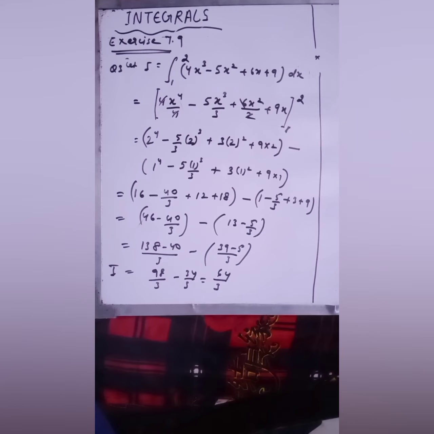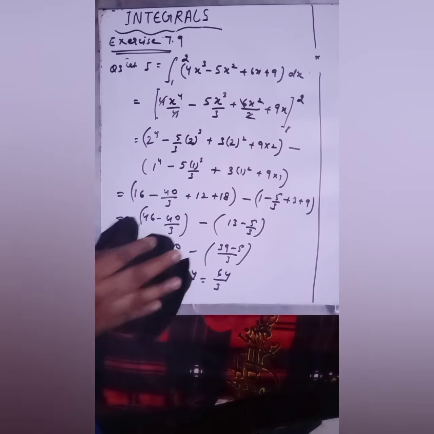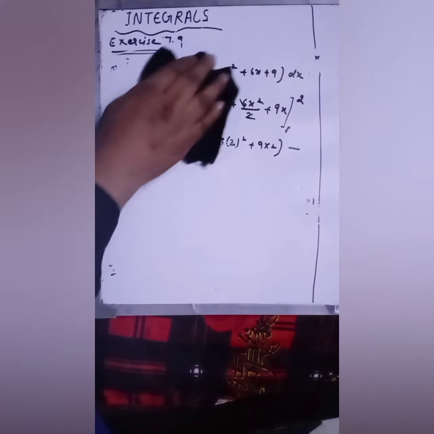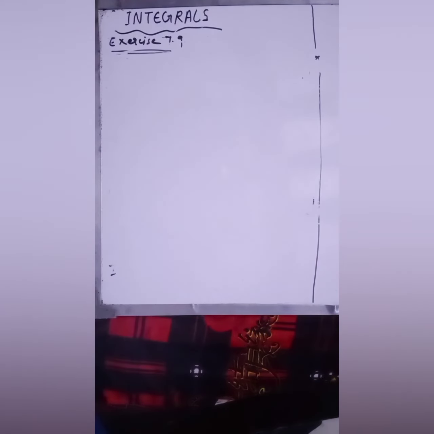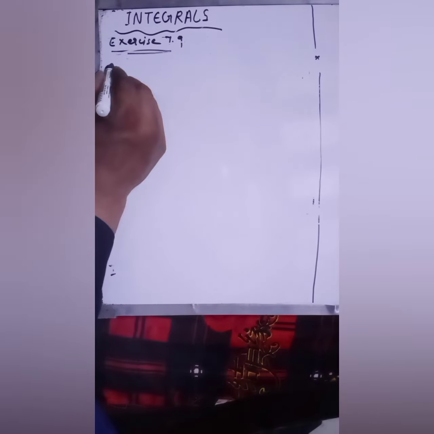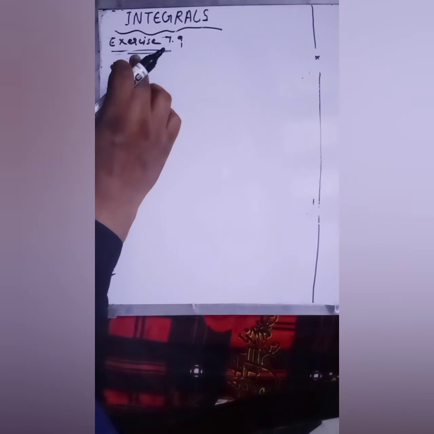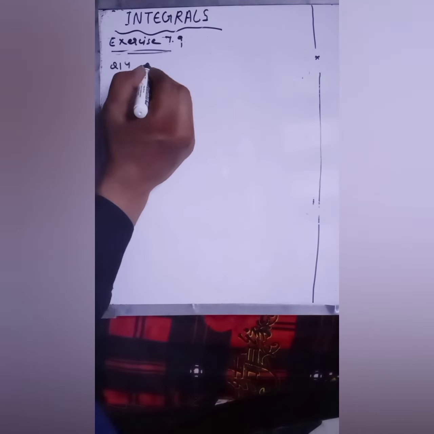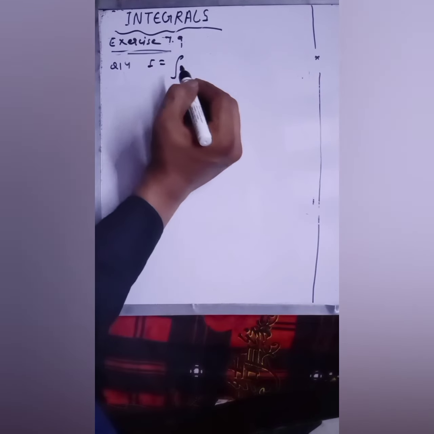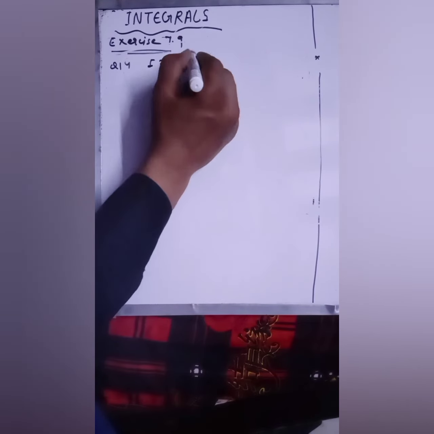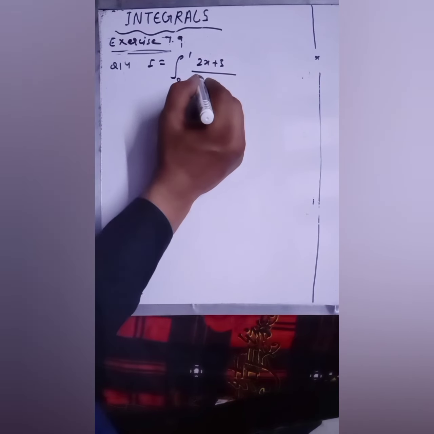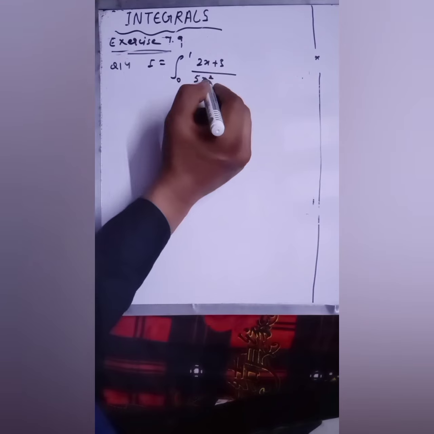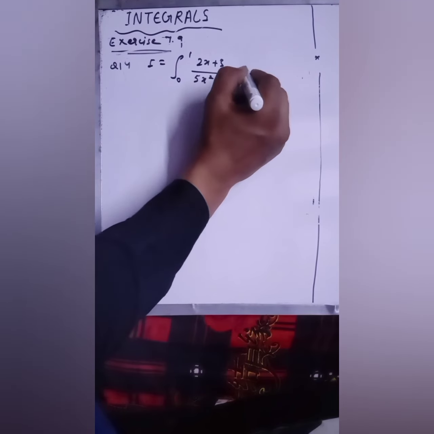So now I am solving question number 14 first. Okay, so it is a little bit tough as compared to other questions, so don't worry about it. See, question number 14, sorry. So I'm assuming that I is equal to the integral from 0 to 1 of (2x plus 3) over (5x square plus 1) into dx.